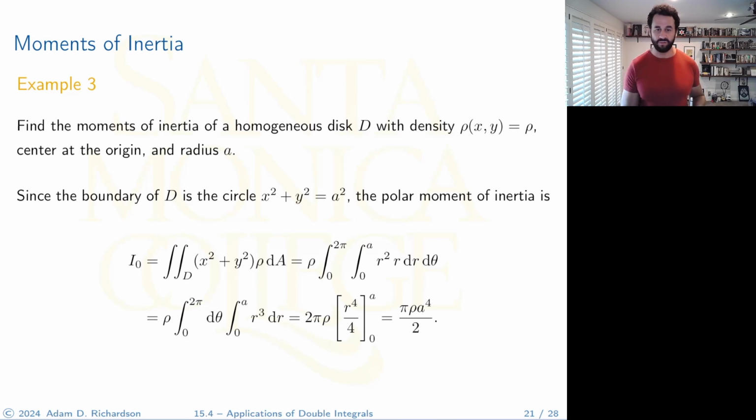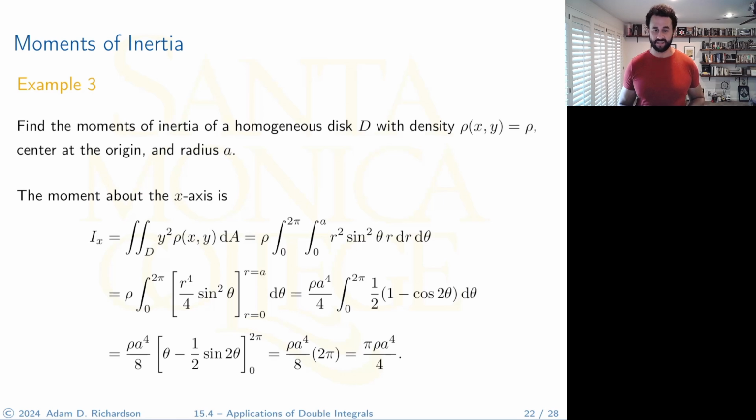Now we're going to find the moment of inertia with respect to the x-axis. So that's I sub x. It's going to be y squared times our density. And then the setup is very, very similar. We can pull rho out of the integral because it's a constant. It's not going to change depending on where we are in the region. We get r squared sine squared theta r dr d theta, right? Now we can split this up.